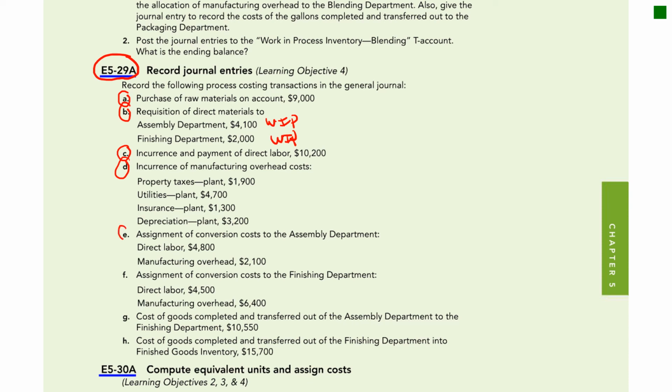You've got the assignment of your conversion costs to the assembly department. Well, guess what? That's going to be work in process. Same thing for finishing. That's going to be a work in process. And then down below, everything else is basically the same as the previous chapter. You're going to complete, transfer out. You're going to have an exchange from one WIP account to the next WIP account. And then finally, when you sell it, it's going to go to finished goods and then finally to cost of goods sold.